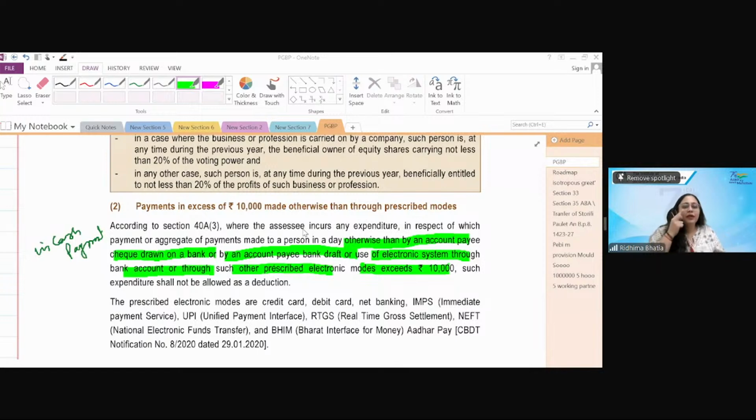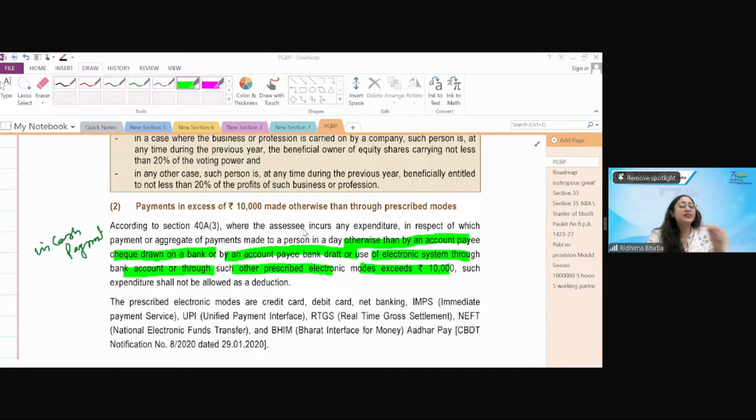Practically, I know what people do, they show the transaction on different days. So if per day to one person you are making an expenditure through cash for more than 10,000, then there would be a disallowance under section 40A subsection 3. This is everyone's favorite section.